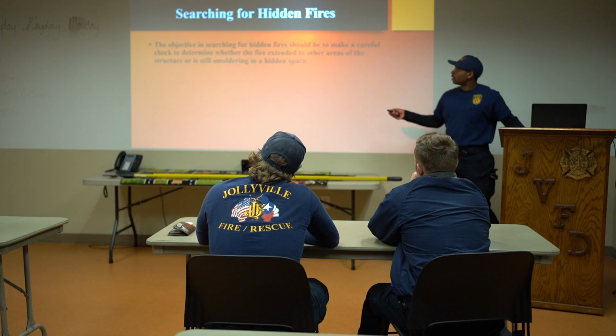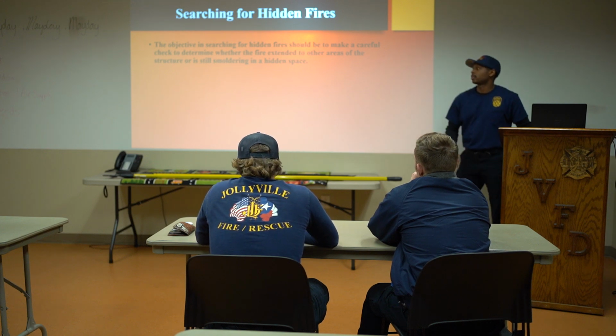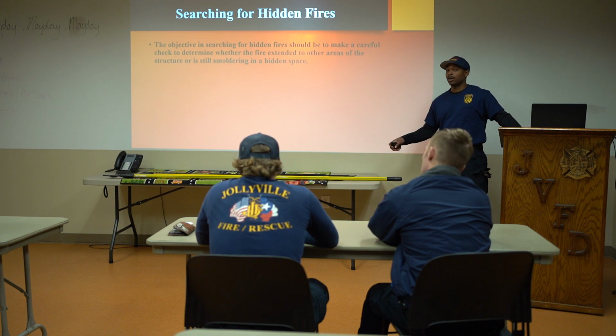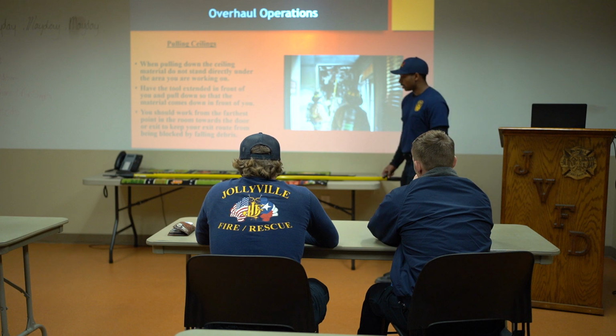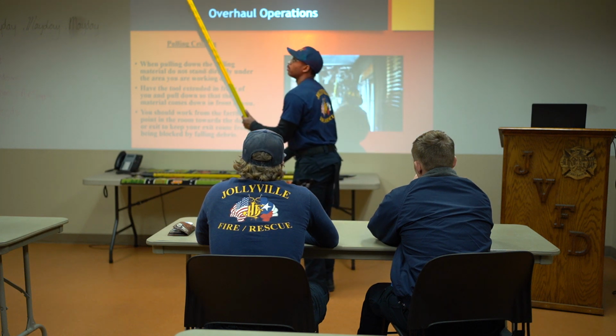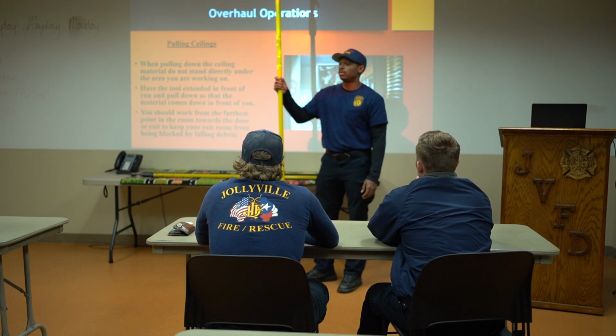So as I said, overall, the objective is searching for hidden fires. So we've got to make sure we're very careful about how we go about using these tools. So, pulling ceiling. When you pull ceiling, you're going to use this thing that we call a pipe pole. It comes in 3 different sizes. We have a 6, 8, and 12 foot pipe pole.